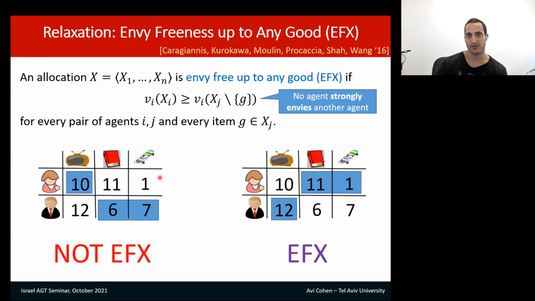Alice gets the book and the skateboard and Bob gets the TV. Now Bob envies Alice, but Bob doesn't strongly envy Alice because if we remove the book from Alice's bundle, then she just has the skateboard, and Bob won't envy the skateboard, it's worth little to him. And if we remove the skateboard, he just has the book, which he also doesn't envy. Okay. So having understood what EFX means, does anyone have a question about that? That's the basic notion.